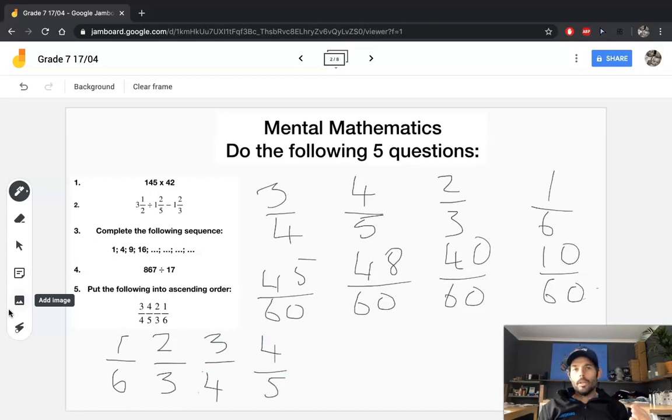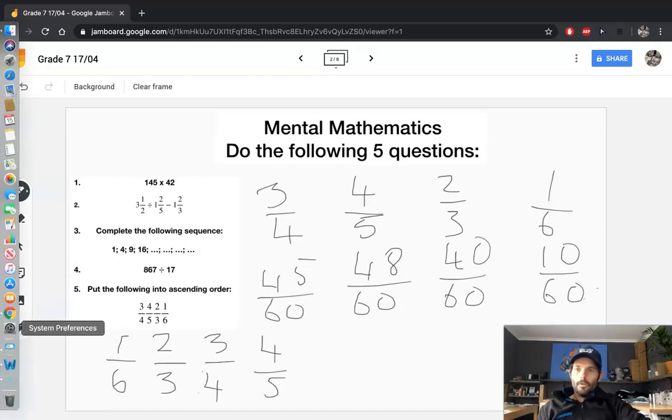So the key there is to get the denominators to the same amount by finding the lowest common multiple of the denominators. Okay, right, well done, guys.